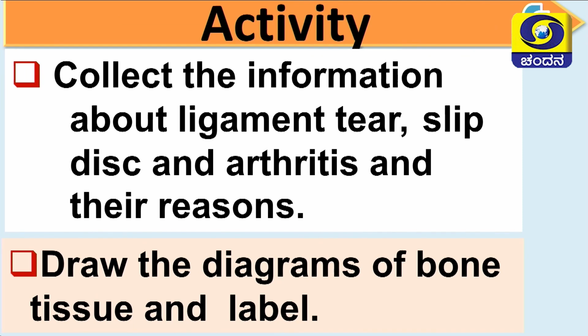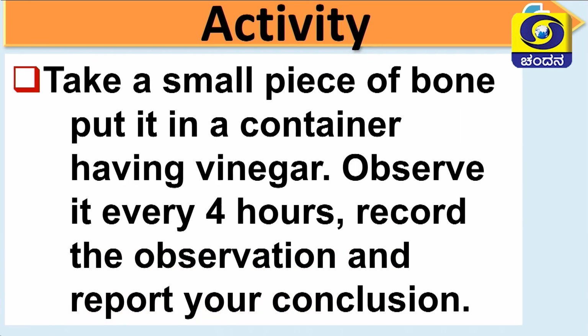I want you to do a small activity. Collect the information about ligament tear, slip disc and arthritis, and also what are the reasons for them. Draw the diagrams of bone tissue and label its parts. Next, you can try this out. Take a small piece of bone, put it in a container having vinegar, observe it every 4 hours, record the observation and report your conclusions.